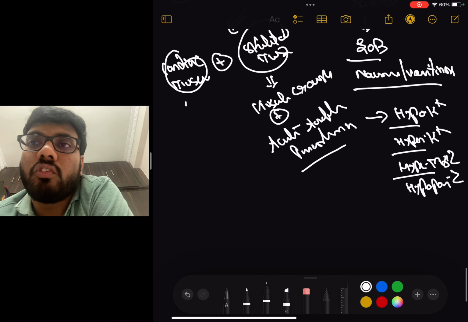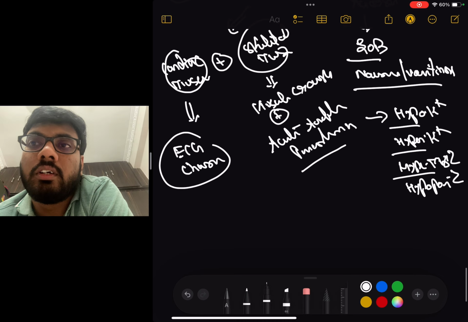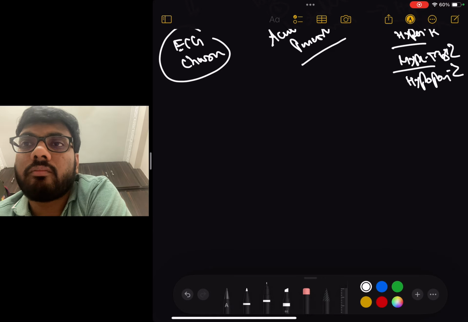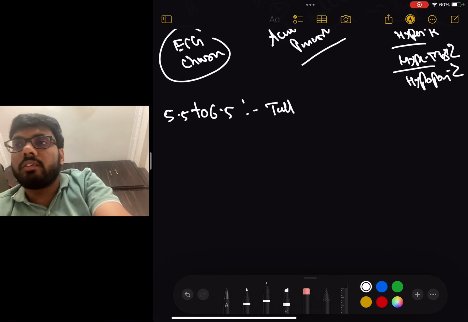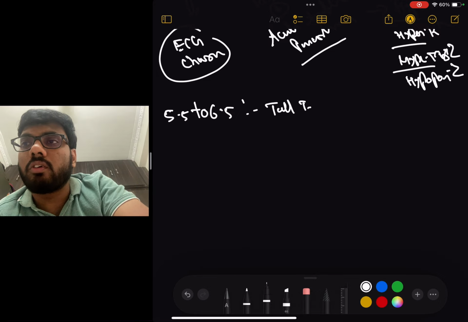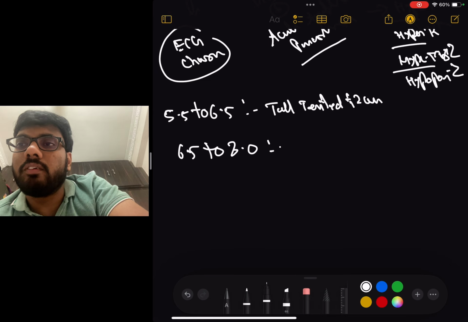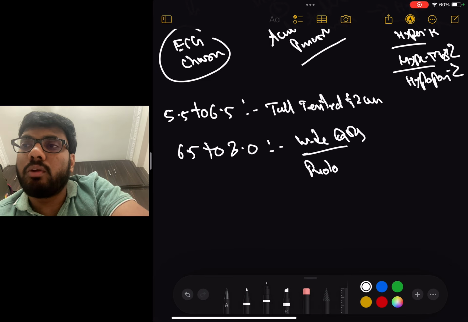In cardiac muscle, this will lead to ECG changes. What are the ECG changes with respect to potassium? If the serum potassium is between 5.5 and 6.5, the ECG changes will be seen as tall tent T waves. If it is between 6.5 and 8, the patient will have wide QRS and prolonged PR interval, that is heart blocks.